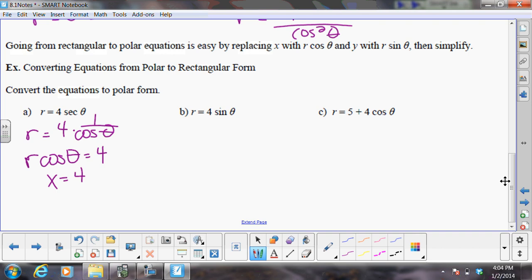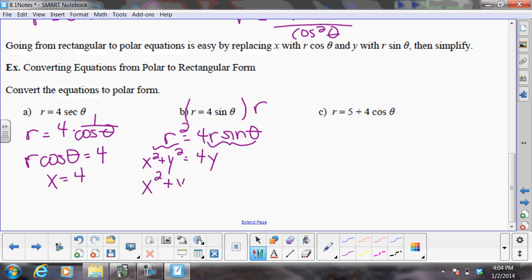If we have r equals 4 sine theta, this is weird because there's not much you can do with that, but we can multiply both sides by an r. That'll give us something, because then we'll have r squared equals 4r sine theta. Well, this piece is x squared plus y squared, and this piece is equal to y. Well, that's a little bit better. So x squared plus y squared minus 4y equals 0.